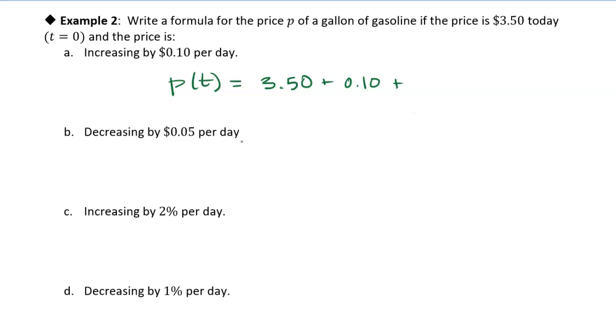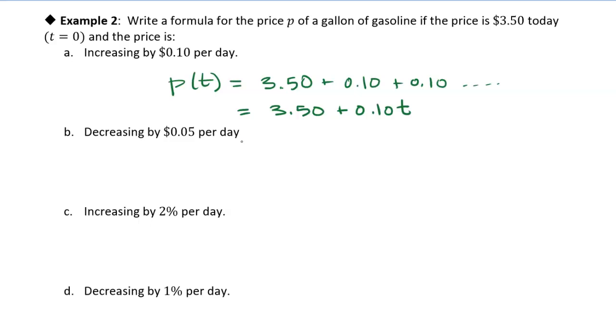Let me write that as 0.1, because $0.1 is 10 cents. All right, and so on. So what we have is $3.50 plus 0.10 times t. And that will give us the price at any given day, t, from today, where t is the number of days from today.